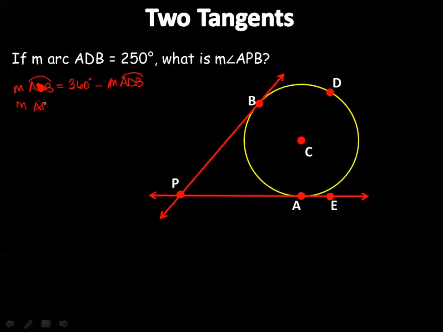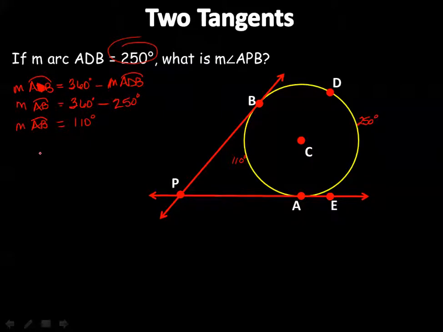So arc AB is going to equal 360 degrees minus ADB, which is 250. They gave us that information right here. So the measure of arc AB, which is a minor arc, is going to be 110 degrees. My 250 is out here.